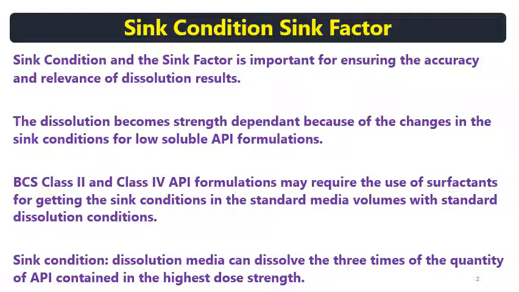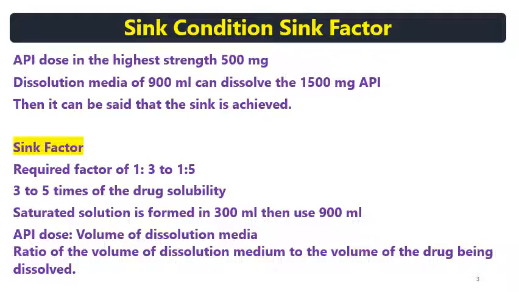Sink condition means the dissolution media can dissolve 3 times the quantity of API contained in the highest dose strength. So if you have a multiple dose strength formulation, consider the highest strength. If the API dose in the highest strength is, for example, 500 mg, then the dissolution media of around 900 ml as a standard media volume should be able to dissolve at least 1500 mg of the API, and then you can say that sink condition is achieved.